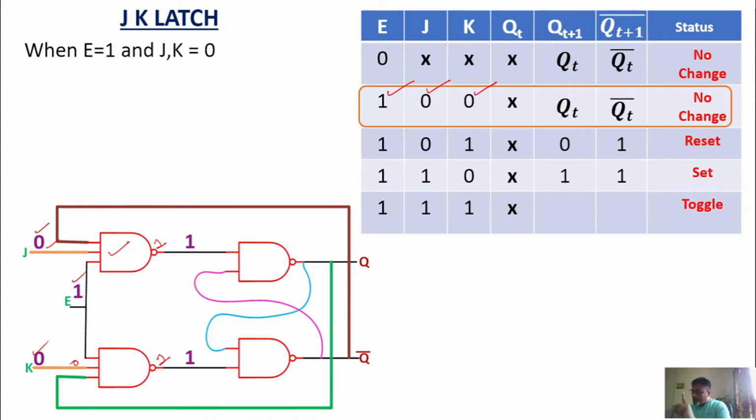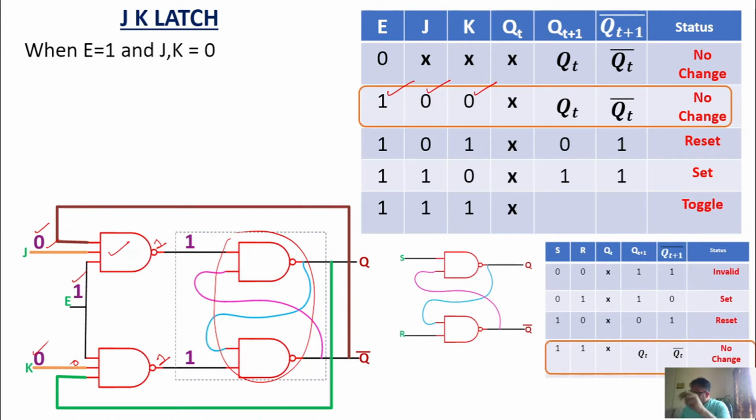And once again you know from this NAND SR latch that when the input is 1 1 to this NAND SR latch, output will be no change. That means when E is equal to 1, J is equal to 0, K is equal to 0, QT can be anything, output will not change, it will remain as QT and QT bar. Now let us go forward.